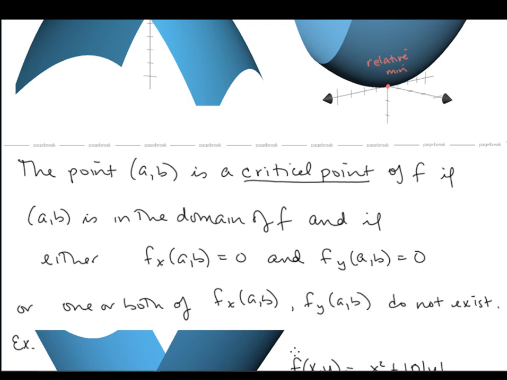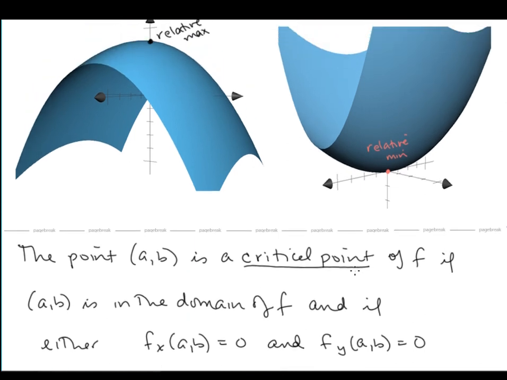And similar to the definition of critical point we had for Calc I, here we say the point (a, b) is a critical point of f if (a, b) is in the domain of f and if either the x partial and y partial are both 0 at that point or one or both of those partials do not exist. So let's take a look at the surfaces we have here. We can see that the x partial derivative and y partial derivative are equal to 0, right? These are elliptic paraboloids. We can see that in each direction we've got parabolas and those partial derivatives are equal to 0 at (0, 0).